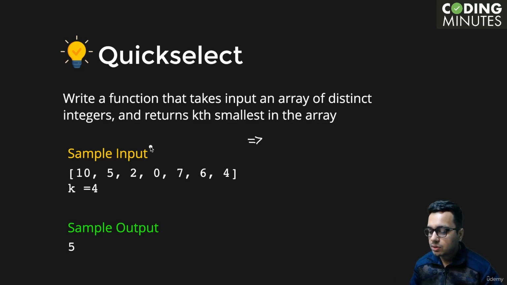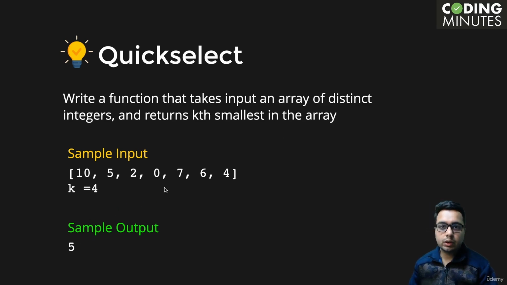Okay, so let's see how we can solve this problem using this quick select idea. So we have this array. After sorting, the array would look something like this: 0 2 4 5 6 7 and 10. And I'm saying, okay, what is the fourth smallest element? So we have first, second, third and fourth, and the fourth smallest element is going to be 5.